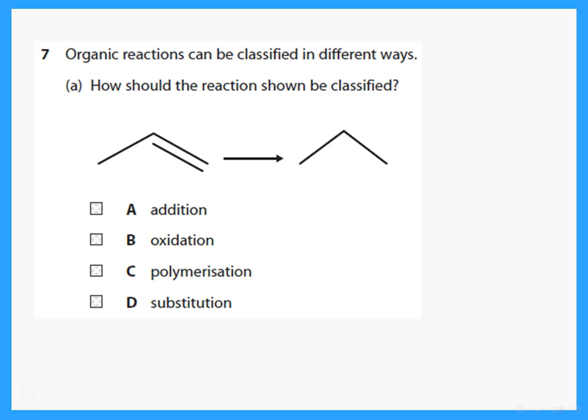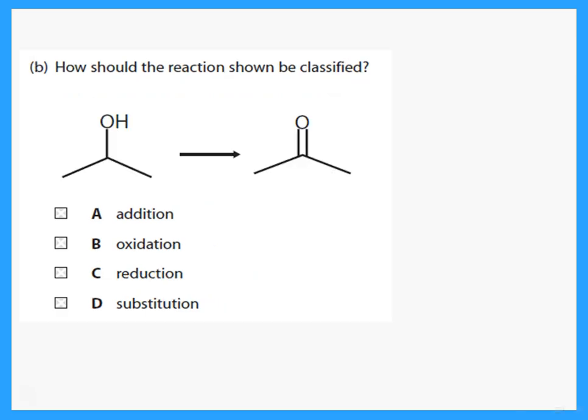And this question says, organic reactions can be classified in different ways. How should this reaction be classified? Okay, he starts with a double bond and he ends up with an alkane. That means that what he did was an addition reaction in which he reacted the double bond with hydrogen, H2. The double bond opened up and the hydrogens were added to the carbons, so we end up with an alkane.